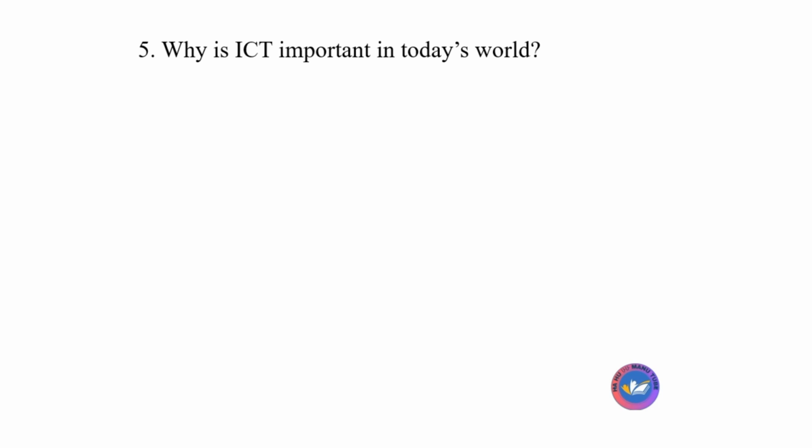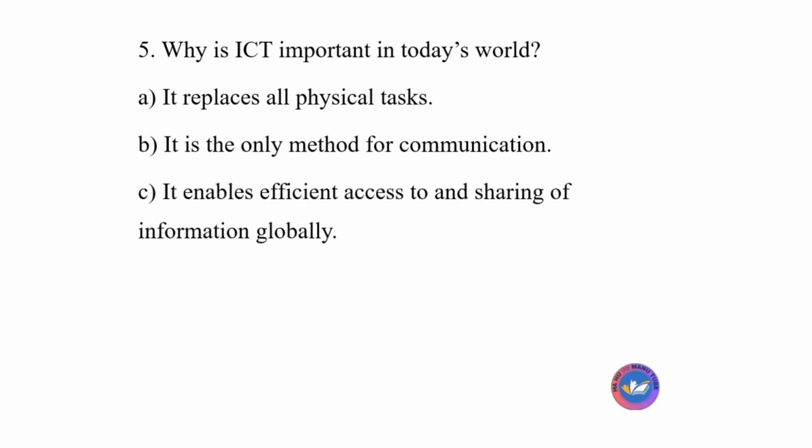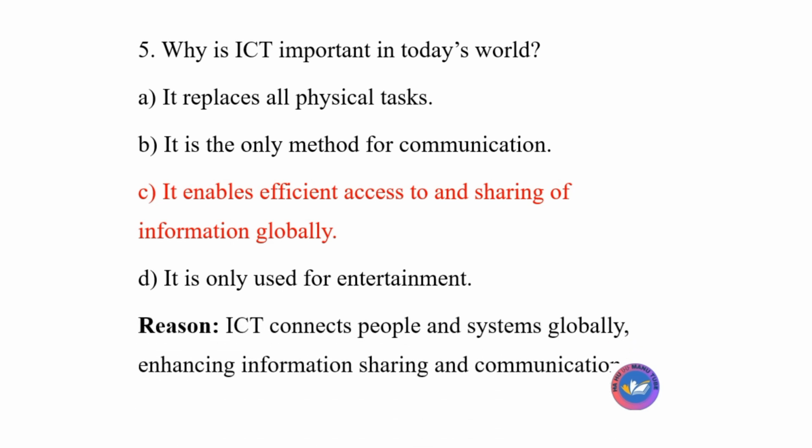Question number 5. Why is ICT important in today's world? A. It replaces all physical tasks. B. It is the only method for communication. C. It enables efficient access to and sharing of information globally. D. It is only used for entertainment. The answer is it enables efficient access to and sharing of information globally. ICT connects people and systems globally, enhancing information communication.